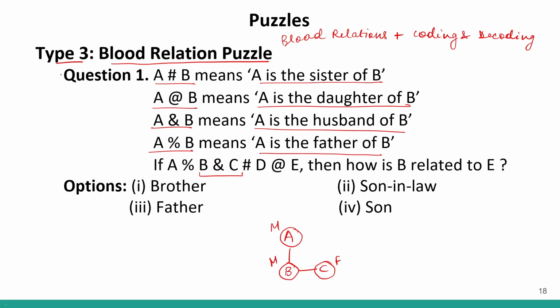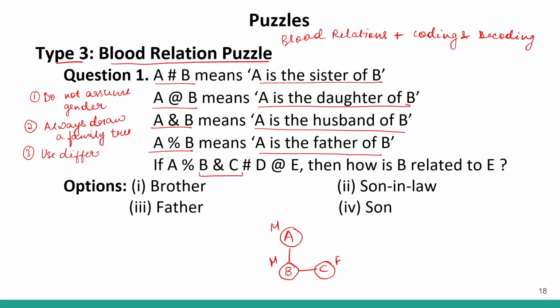Now, I told you 3 things while solving blood relations. First is, do not assume gender. We do not assume gender in blood relation questions unless we deduce it. Second thing I told you is always draw a family tree. This makes the question easier to solve. And third, I told you to use different symbols and annotations.